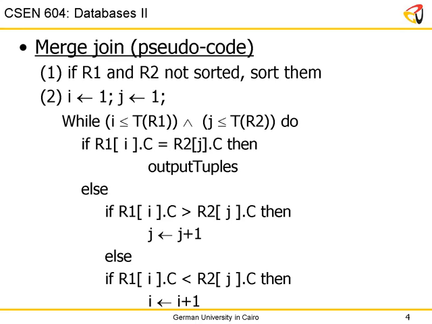And then the first thing I do inside the loop is check if the C values are matching. If R1 of I.C is equal to R2 of j.c, then I am going to output the tuples. It says tuples with an S because I'm going to get one tuple from R1 and one tuple from R2, as you know, in the join, and I will include that in my result set. So let's look at output tuples.